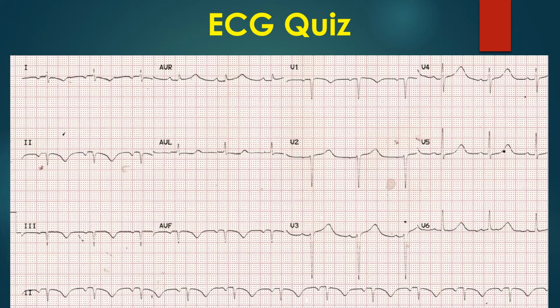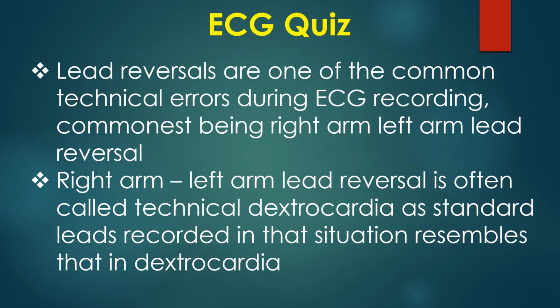Sometimes one may have a doubt whether it is a transient supraventricular rhythm abnormality, but then QRS abnormalities reverting back to normal rules out that possibility. Lead reversals are one of the common technical errors during ECG recording, commonest being right arm left arm lead reversal. Right arm left arm lead reversal is often called technical dextrocardia, as standard leads recorded in that situation resemble those in dextrocardia. Chest leads will not be altered in that case and clinches the technical error.